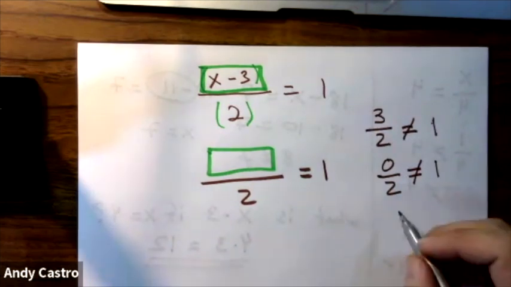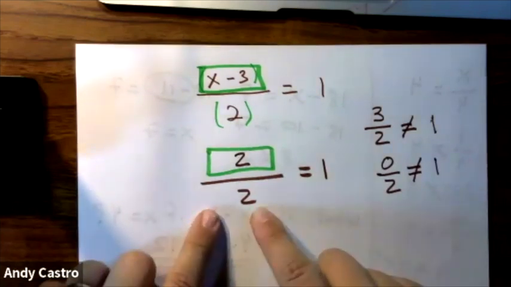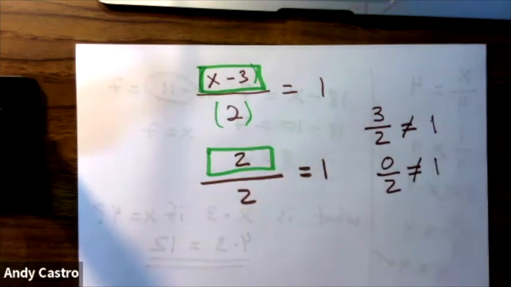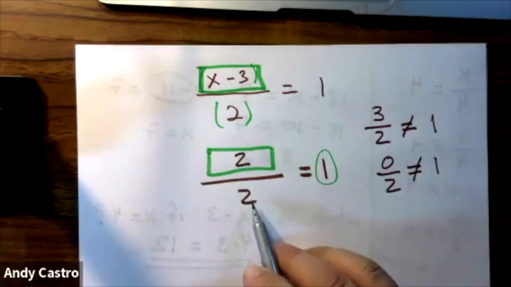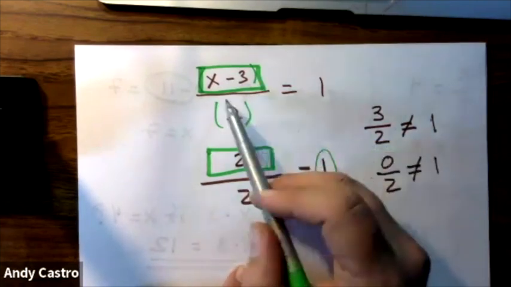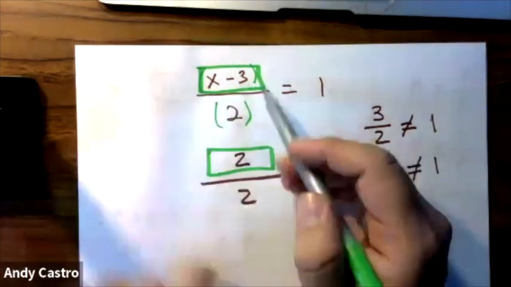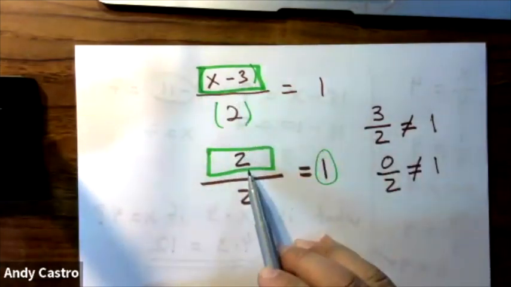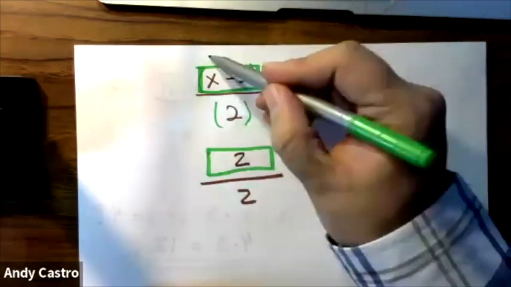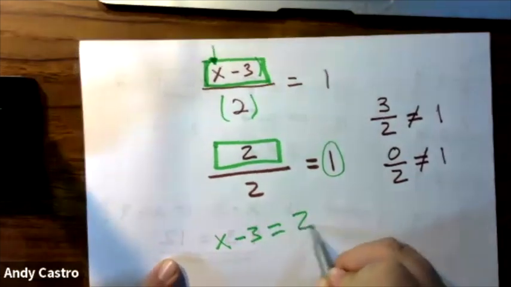Right, if I put 2 here, and you guys, for class, you can use a calculator, you just can't on your quizzes. If I did 2 divided by 2 into my calculator, I would get the number 1. So that means that this box up here, this x minus 3, whatever I put in for x, has to be 2. So if x minus 3 has to be 2, what then does my x have to be?